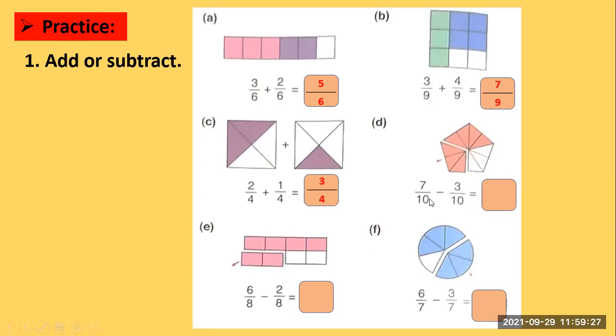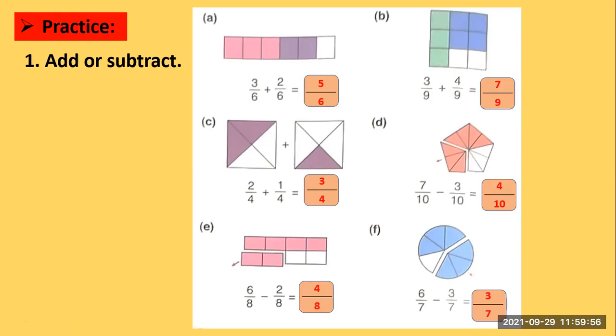Here, the denominators are the same, but this one is minus. If it's minus, it's okay. Just copy the denominator and then subtract. 7 minus 3 is 4. So that is 4 over 10. Here, 6 minus 2 is 4. So that is 4 over 8. Here, 6 over 7 minus 3 over 7. So the answer here is 3 over 7.